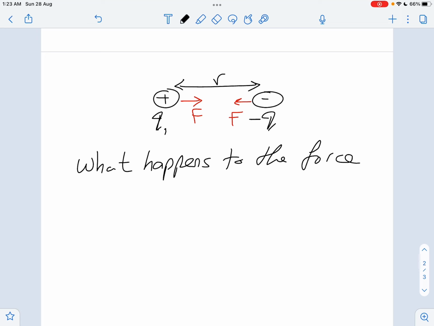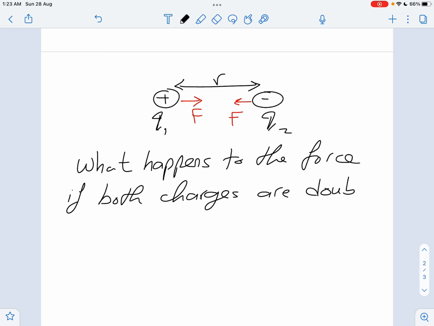Let's call them Q1 and Q2, right? What happens to the force if both charges are doubled and the distance is doubled as well?